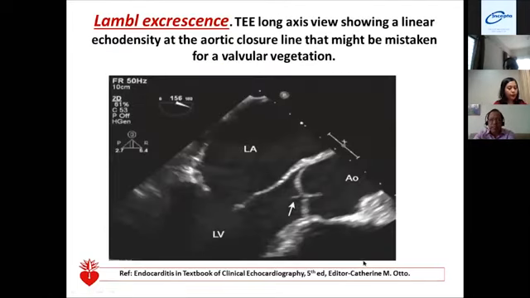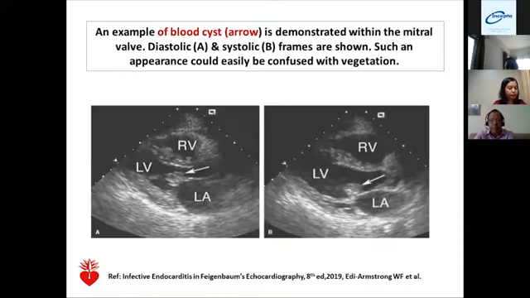This is the Lambl's excrescences of the aortic valve. It is an old age process that occurs in the old ages associated with hypertension. So this is another picture. It is a blood cyst involving the anterior mitral leaflet, not a thrombus or vegetation. And it has a white base, you can see, and it does not have oscillating movement.